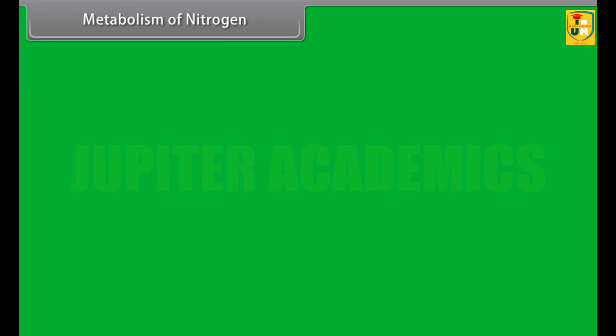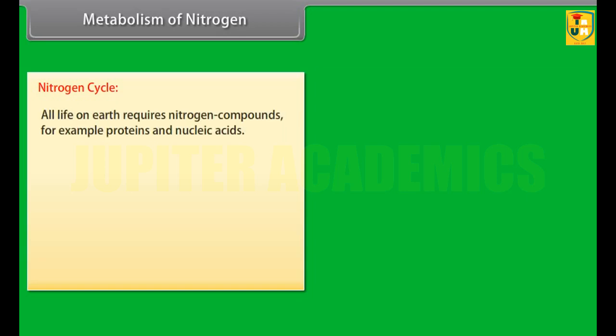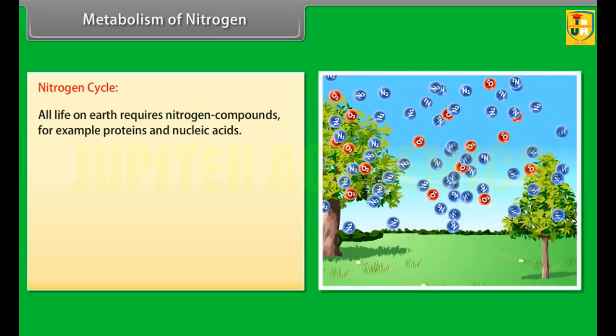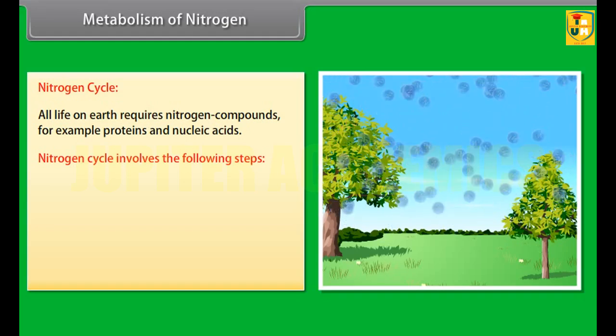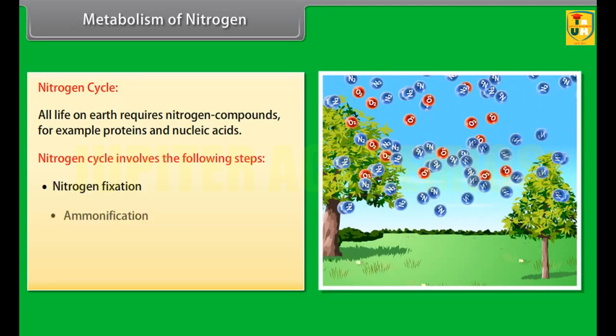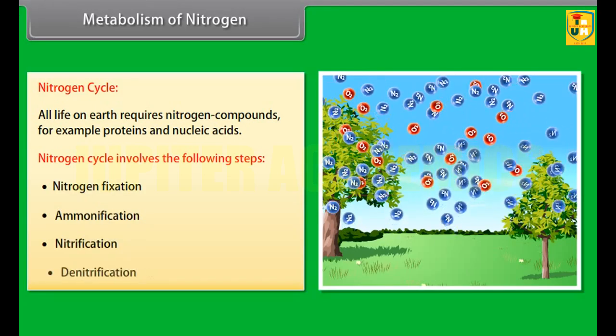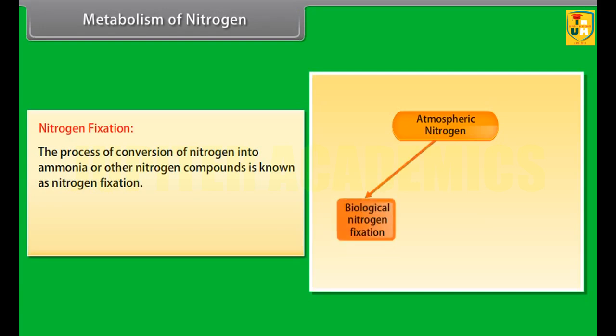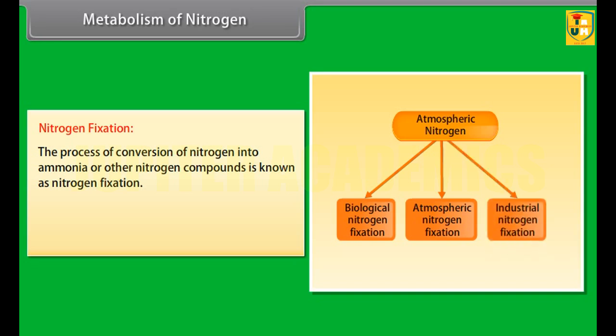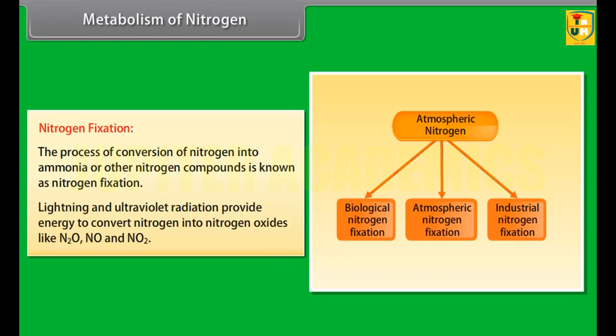Metabolism of nitrogen. Nitrogen cycle. All life on Earth requires nitrogen compounds, for example, proteins and nucleic acids. The nitrogen cycle involves the following steps: nitrogen fixation, ammonification, nitrification, denitrification. Nitrogen fixation. The process of conversion of nitrogen into ammonia or other nitrogen compounds is known as nitrogen fixation. Lightning and ultraviolet radiation provide energy to convert nitrogen into nitrogen oxides like N2O, NO, and NO2.